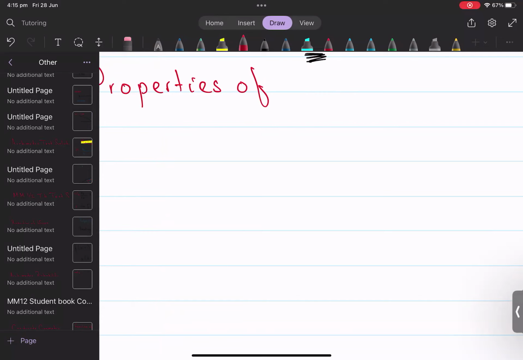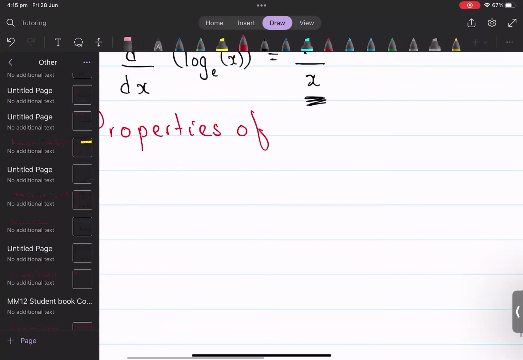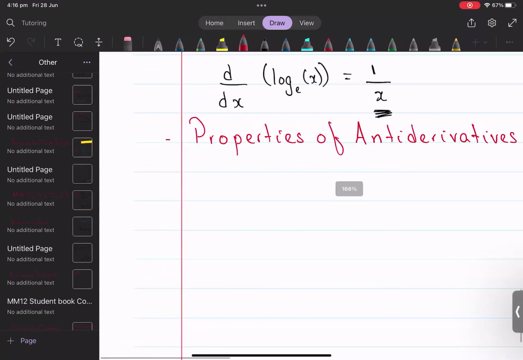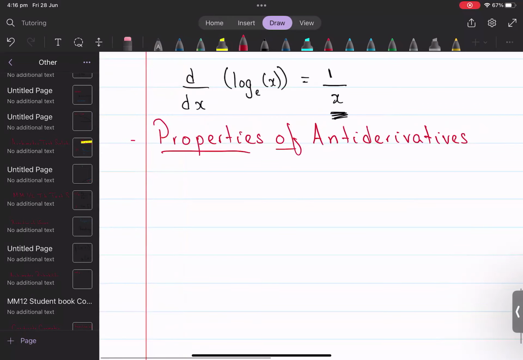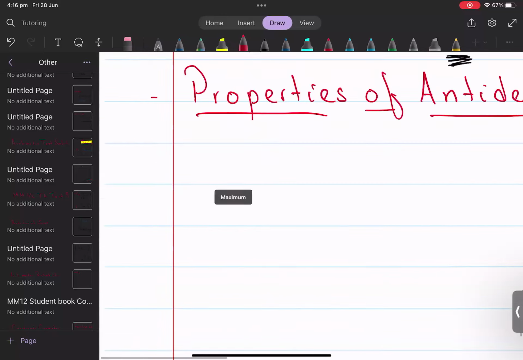Antiderivatives just on their own are quite boring. So we need to be able to figure out what we can actually do with them, all the kinds of algebra that we can do with them, all the kinds of simplification that we can do. And there are only two fundamental properties of antiderivatives here. And they are as follows.